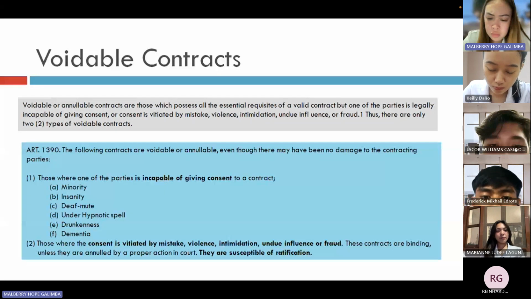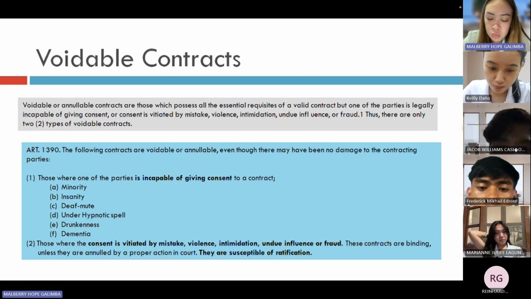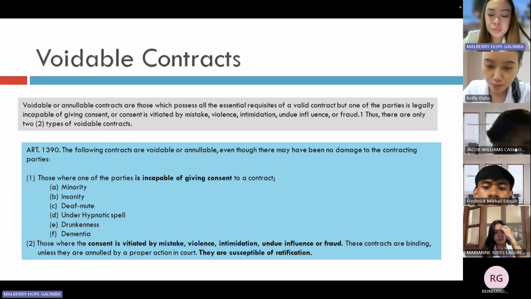The test here is if he is deprived of his will, deprived of his intelligence in ascertaining the terms and conditions of the contract, and what is the implication if that person, the incapacitated person, enters into that contract, and what is the sanction for non-compliance. These persons are deprived of that capacity to understand whatever it is in that contract.